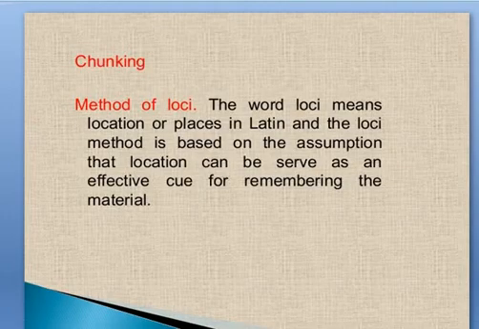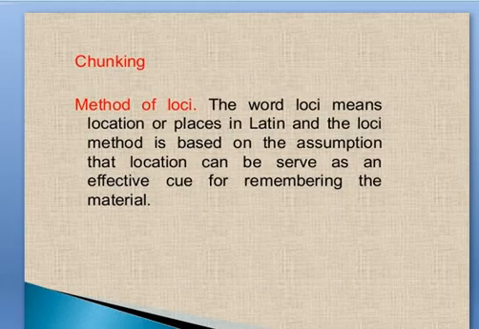Method of loci. The word loci means location or places in Latin, and the loci method is based on the assumption that location can serve as an effective cue for remembering the material. In order to use the method of loci, items you want to remember are placed as objects arranged in physical space in the form of visual images. This method is particularly helpful in remembering items in serial order.